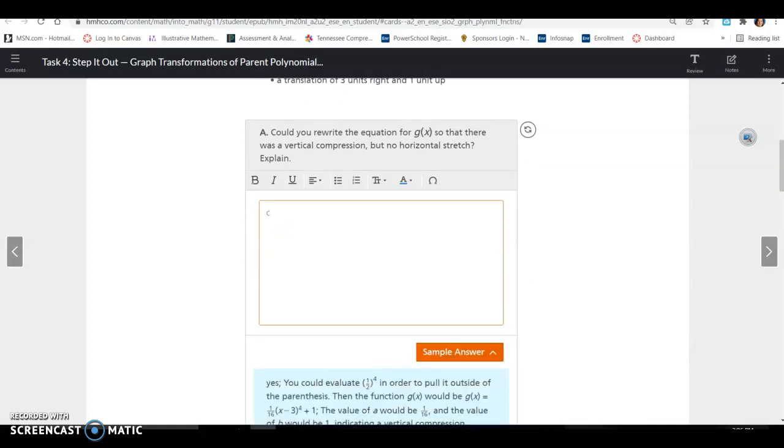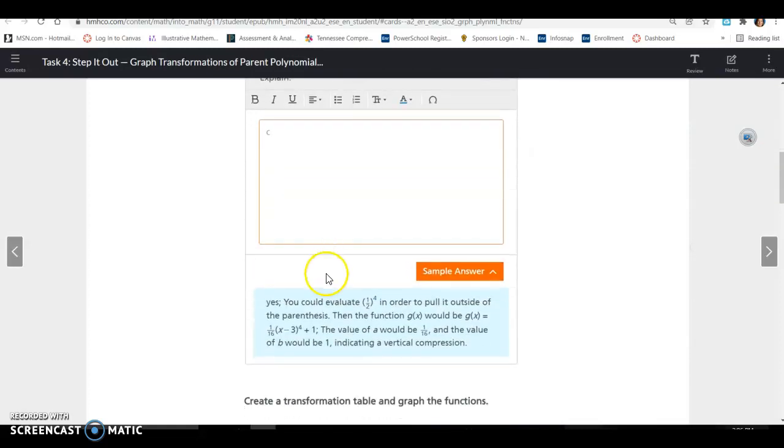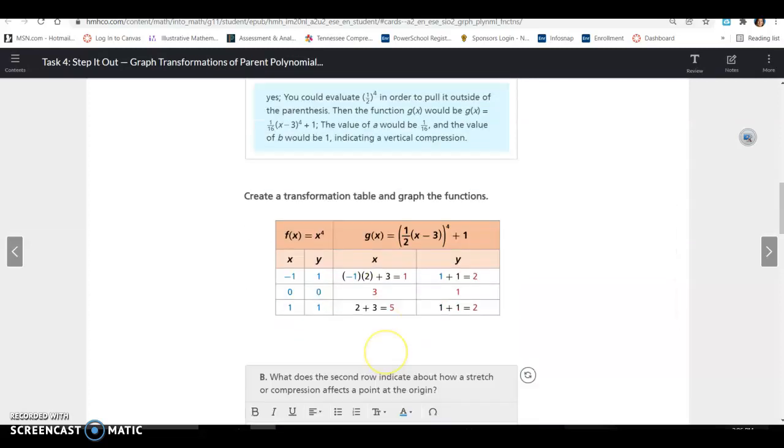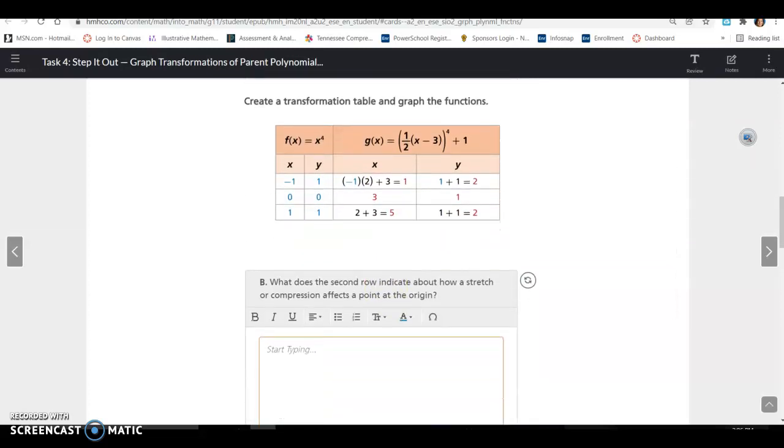Let's see what the answer says. It says, yes, you could evaluate 1/2 to the 4th power in order to pull it outside the parentheses. Okay, so basically the exact same thing that I said. The value of a would be 1/16, and after that was performed, then b would be 1. All right, create a transformation table and graph the functions.